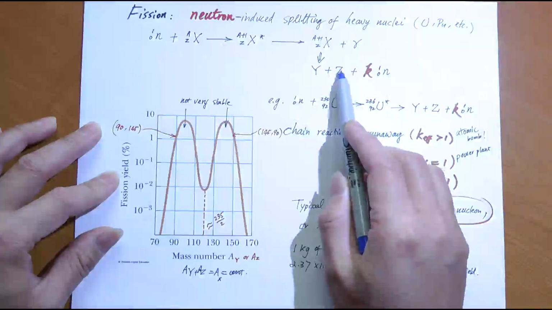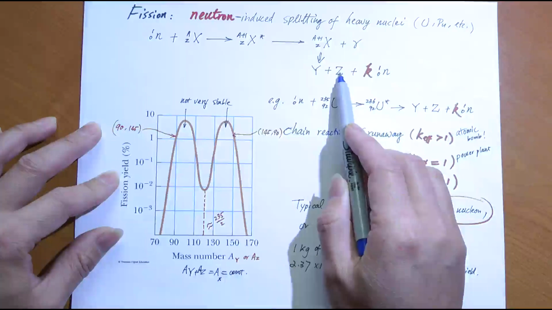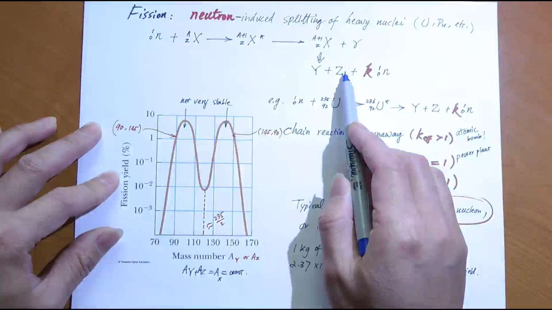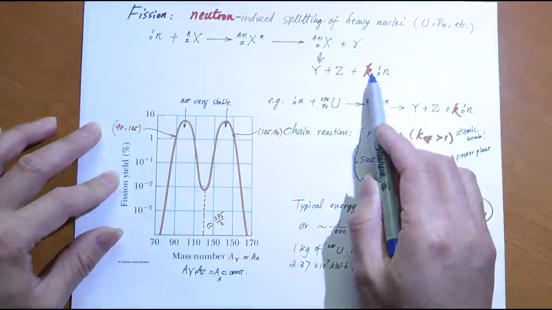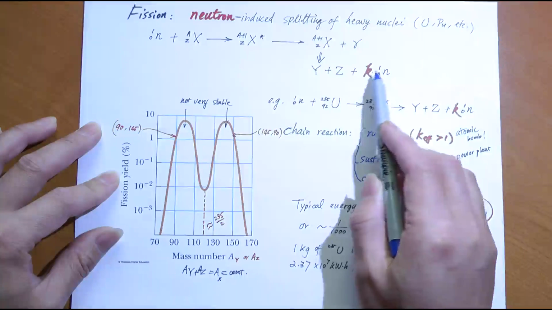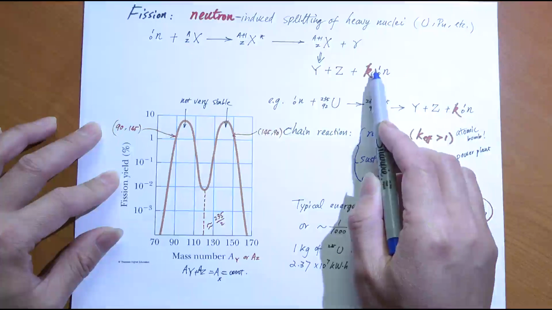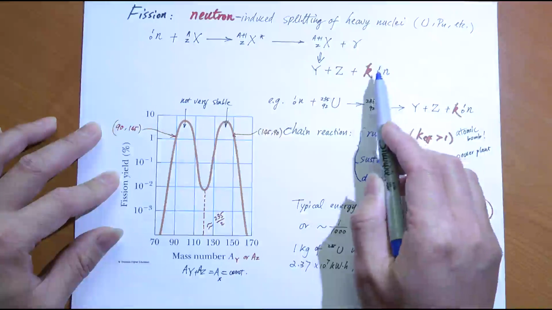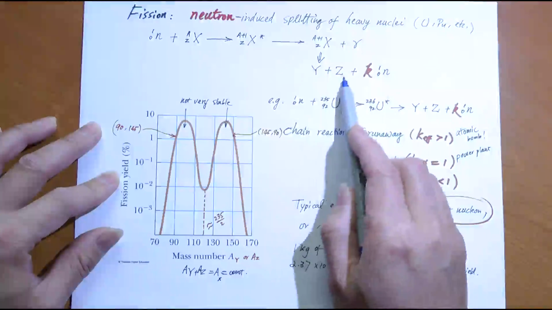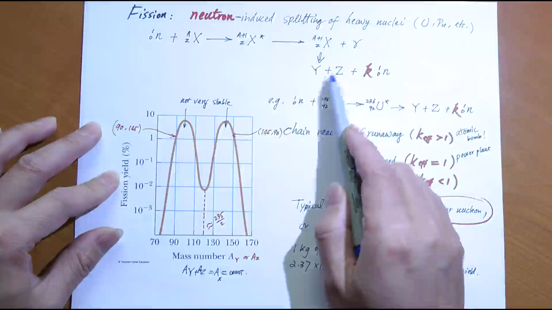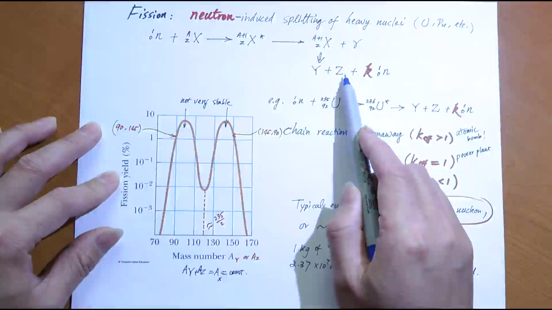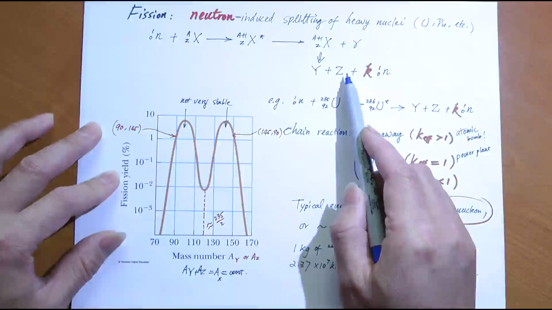particles, Y and Z. These are intermediate-sized particles, and very importantly, in the same process, it also releases a few neutrons. I used the letter K to indicate the number of neutrons emitted. That K can be 1, can be 2, can be 3, and so on, depending on the particular Y and Z. So you can actually have different ways to split into these two resulting particles.